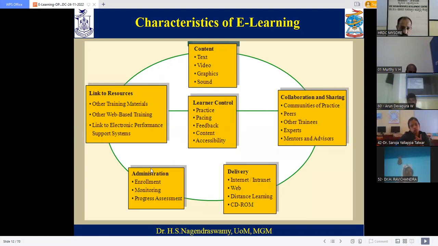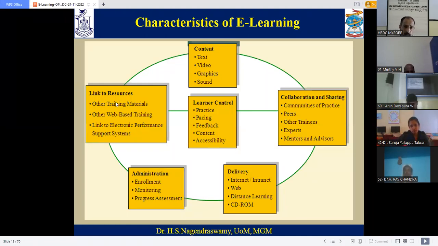And another aspect is called administration, that is enrollment, monitoring, and progress assessment, everything can happen in online mode itself. Because whenever we have registered for online courses or distance education in some universities, there will definitely be an administration module where we have to enroll, and the students or learners need to be monitored and their progress needs to be assessed. Everything is done in online mode only. So this is also a part of the e-learning platform and framework.